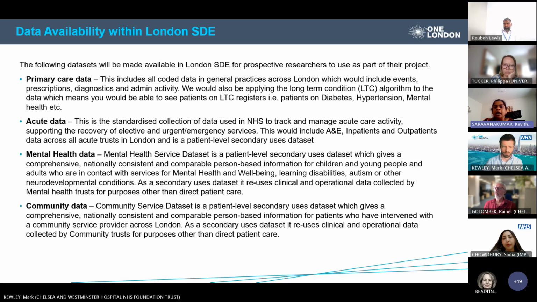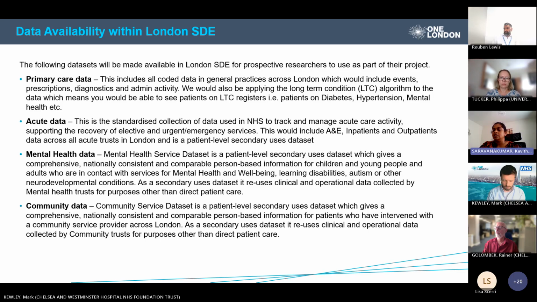In terms of acute, mental health and community, our aim is to use a nationally standard data set that is published by the acute, mental health and community providers across London to the national team. And what this will capture is basically all of the activity that has happened in each care setting. So in the case of an acute, it will include accident and emergency, inpatient and outpatient data. So who has interacted with those services, for what, and have they been admitted, for how long, and what diagnostics and procedures they have undertaken during their stay.